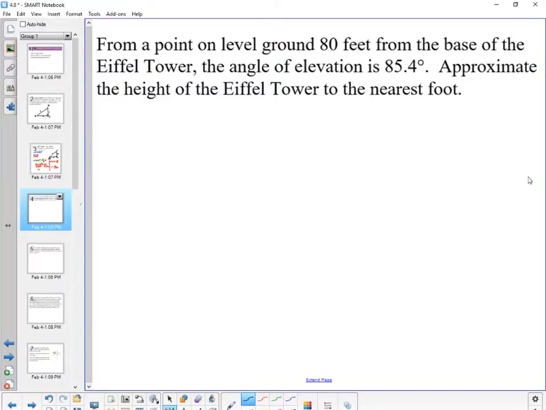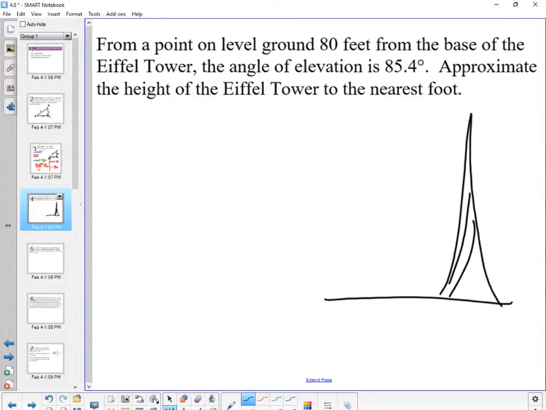...point on the level ground of the Eiffel Tower. Really? Looks good enough? Yeah, and then you have the angle going down from the start of the base. So 80 feet away. Oh, that's what it means? Yeah, and then the angle going up. Angle of elevation. And then, which is 85.4.